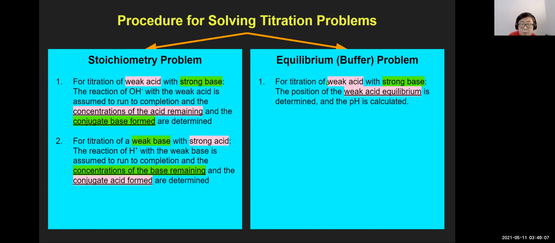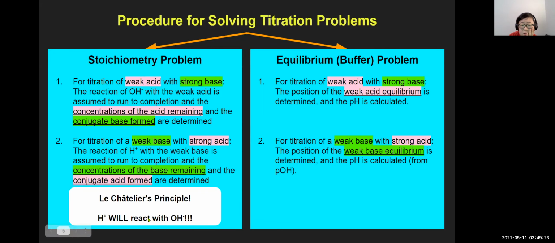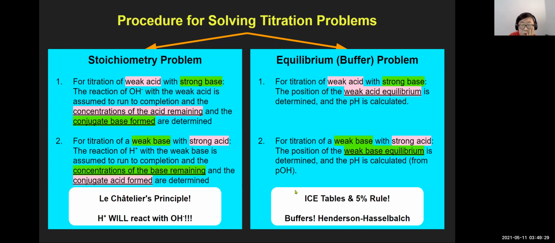Same thing here, but equilibrium. So you're going to use a weak acid equilibrium to govern, because the buffer was a weak acid and you're titrating with a strong base. For the weak base problem, it's a weak base equilibrium. So here you're using Le Chatelier's principle. H+ will react with the OH-, as we said earlier in the buffers part.